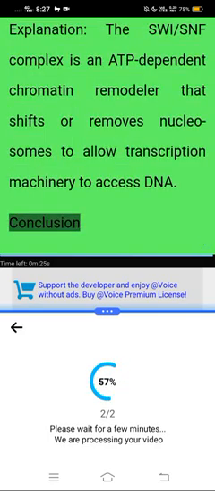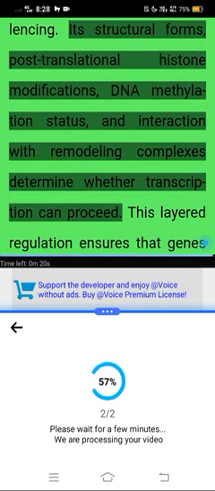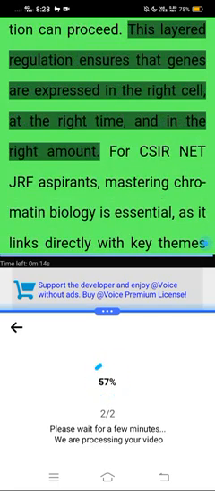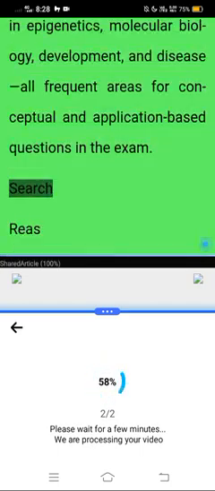Conclusion: chromatin plays a master regulatory role in the life of a gene, from its activation to its silencing. Its structural forms, post-translational histone modifications, DNA methylation status, and interaction with remodeling complexes determine whether transcription can proceed. This layered regulation ensures that genes are expressed in the right cell, at the right time, and in the right amount. For CSIR NET JRF aspirants, mastering chromatin biology is essential, as it links directly with key themes in epigenetics, molecular biology, development, and disease, all frequent areas for conceptual and application-based questions in the exam.